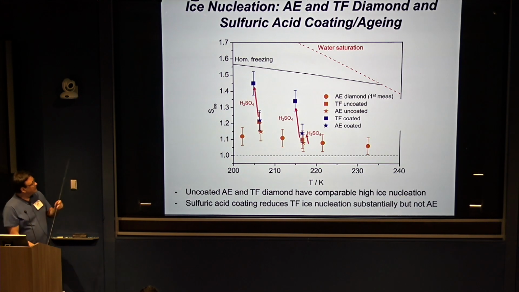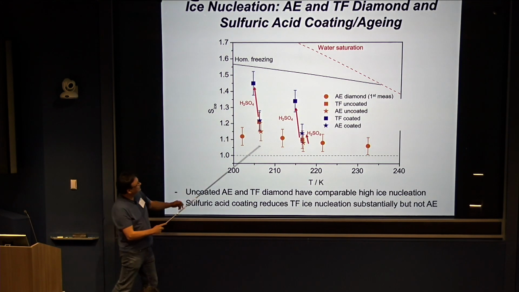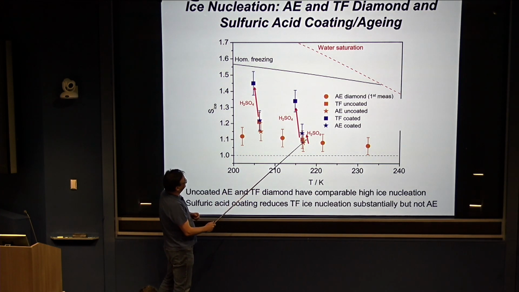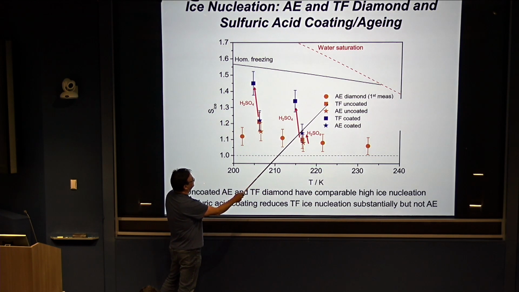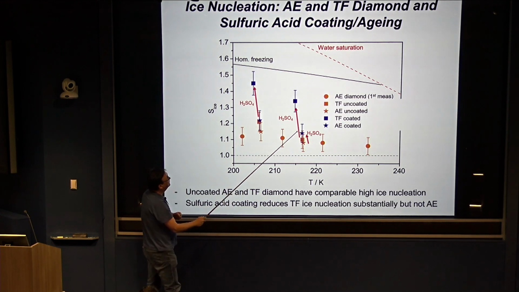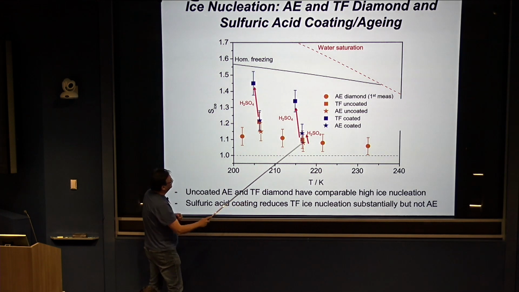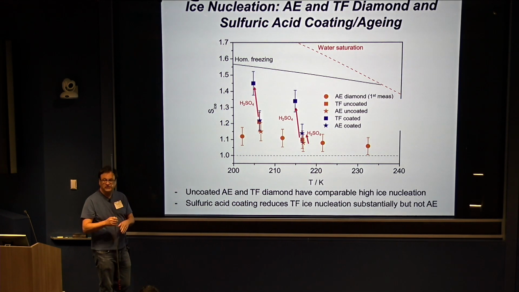That was the detonation diamond at the top. If we look at the other diamond without coating, the orange squares, where orange means no sulfuric acid coating, we repeat the experiments, and they are fairly similar across different types of diamond. Within uncertainty, they're the same.